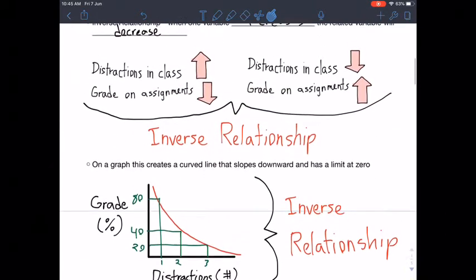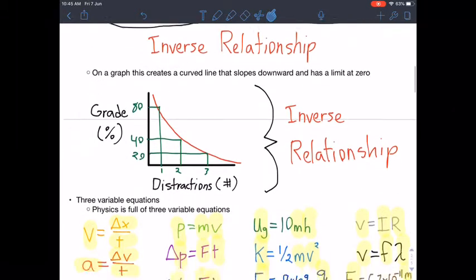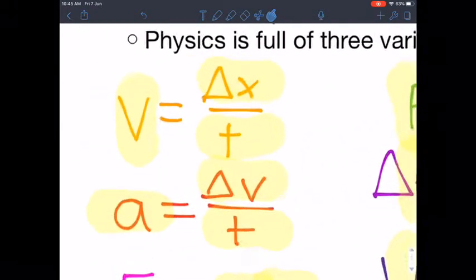Okay, so you need to know these 2 kinds of relationships. They're on the word wall in our classroom. We're going to use them again and again, and we're going to talk about them again in just a second. Another math concept for you. So in physics, we work a lot with what I'm calling 3 variable equations. And in fact, these are all of the 3 variable equations for the whole class right here.